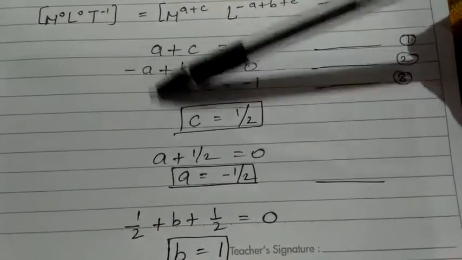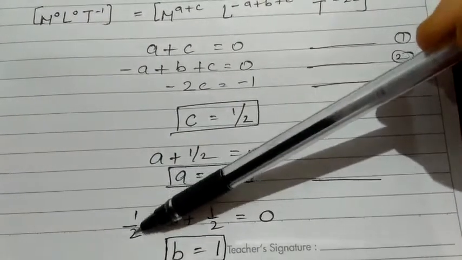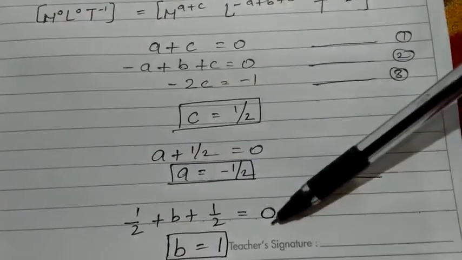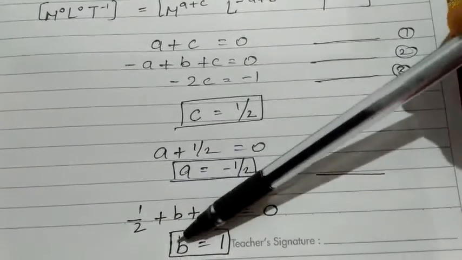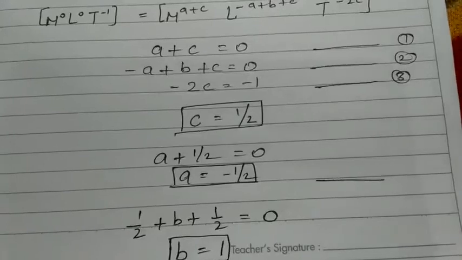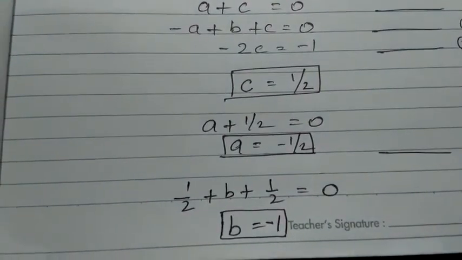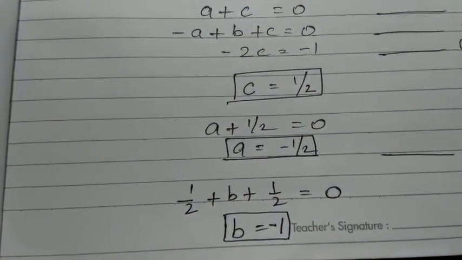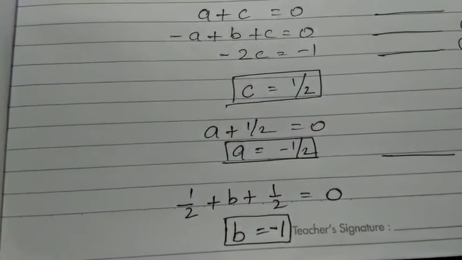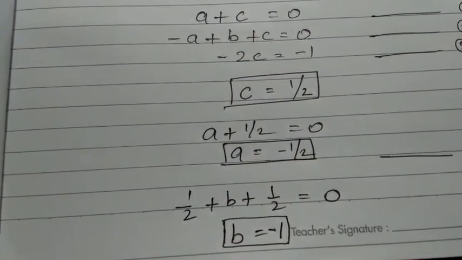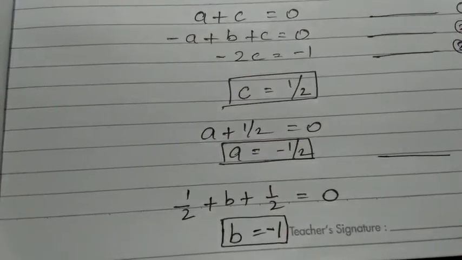So this is equation number 2. Minus a is there and a's value is minus half, so the minus signs will cancel. So half plus b plus half equals 0. Then when we transpose it to this side, we will get b equals minus 1. Half and half will add up, half plus half equals 1. When we transpose 1 to the other side, it becomes minus 1. So we have the values of a, b, c now.